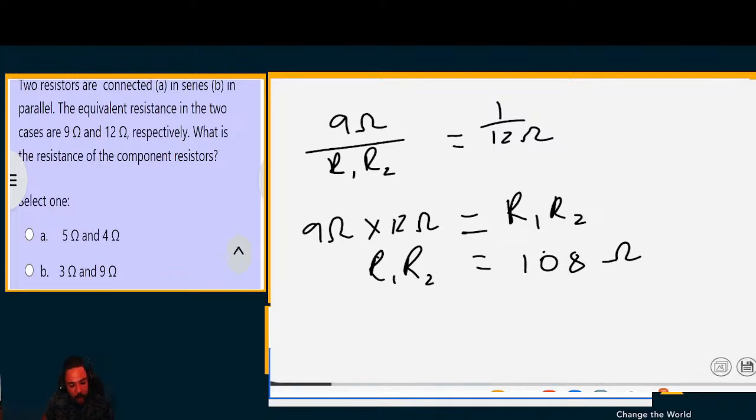Now we can form an equation using the sum and then of course the product of these two. First we know that R1 plus R2 is 9, and then R1 times R2 is equal to 108. Just want to check something here. Okay, yep.